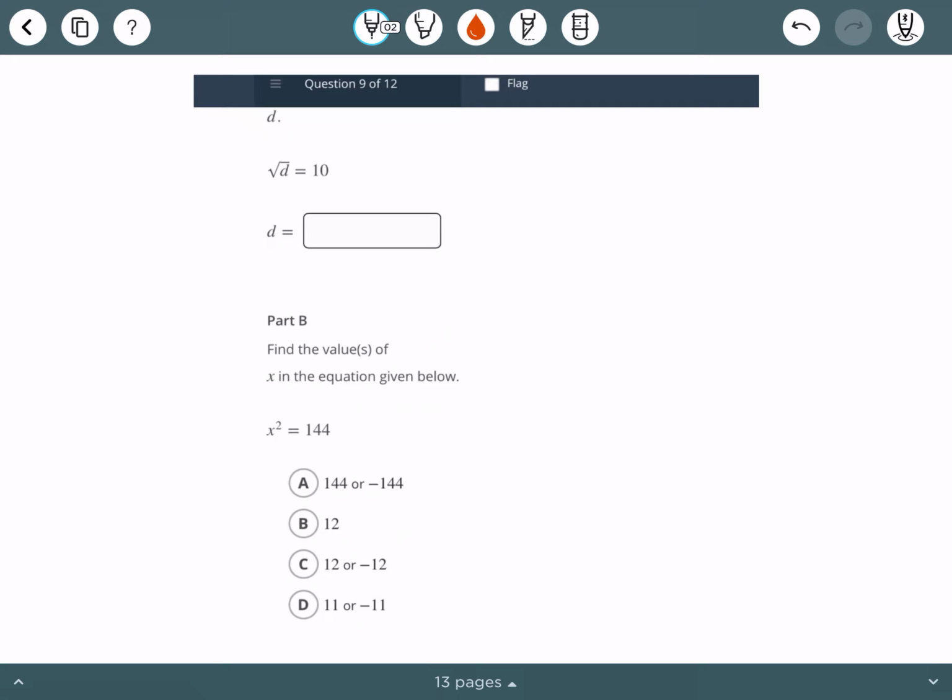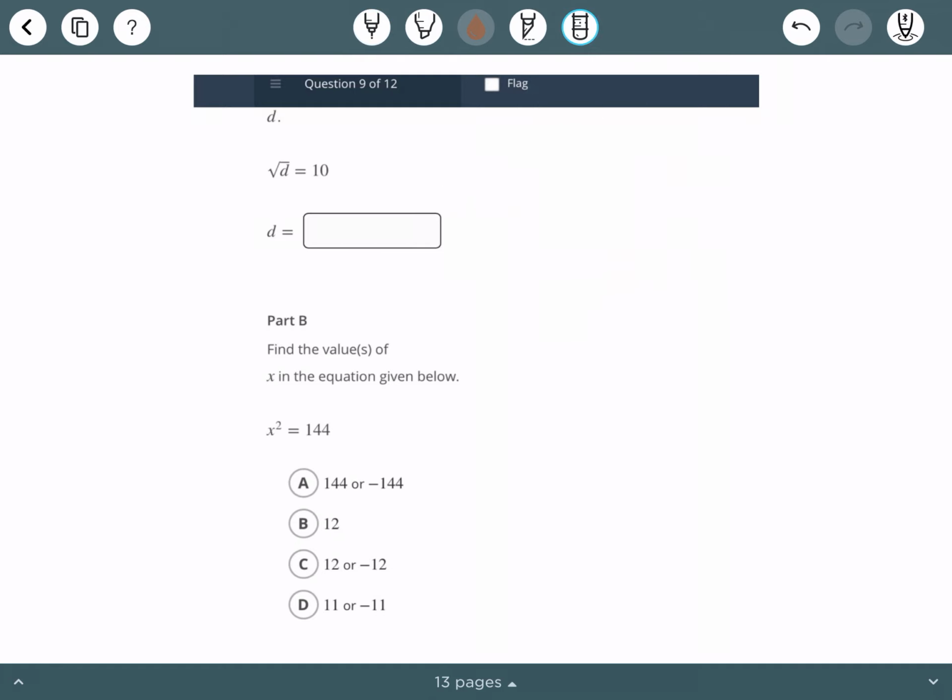So for the first one, it gives you the square root of D, and it says that it is equal to 10. So this one you're going to kind of work backwards and think about what can we do to undo the square root. So think about that.